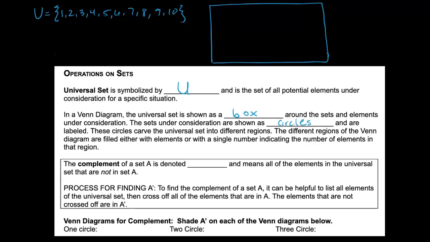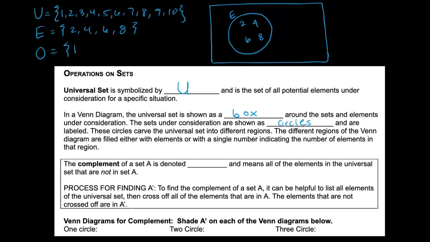So maybe one subset, we'll call it E, might be the even numbers, 2, 4, 6, 8. So maybe I draw a circle and I label it E, and I put the numbers 2, 4, 6, and 8. Maybe there's another set. Maybe I call it O, and those are all the odd numbers, 1, 3, 5, 7, 9. If I wanted to draw that in the picture, I would draw it apart from E because these circles don't share anything in common. The sets don't share anything in common. So I would write 1, 3, 5, 7, 9.